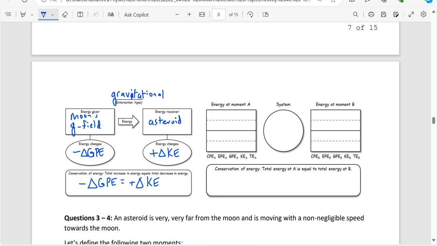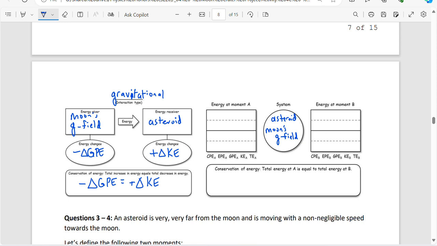An equivalent way to model this is with bar graphs, but we have an energy equation that can take on negative values now, and so it's going to be a little bit different than what maybe we're used to. So things that are in this system are going to be the asteroid and the moon's G-field, because those are the two things that are interacting. Those are the giver and receivers of energy in this situation.